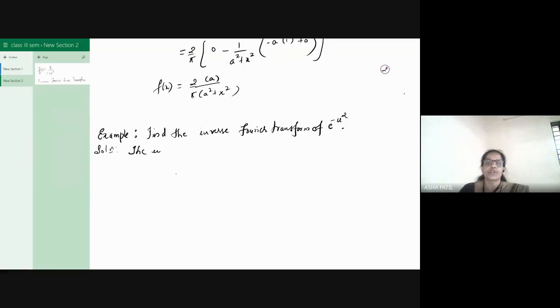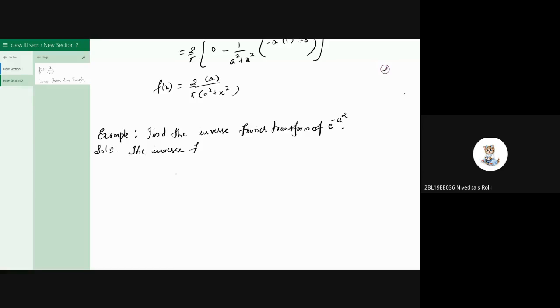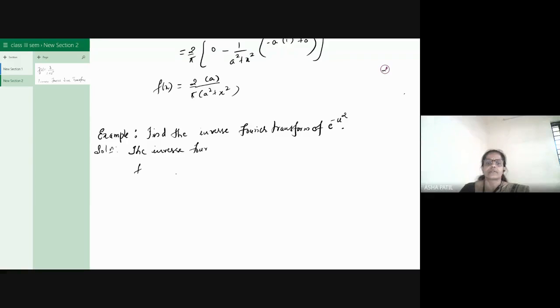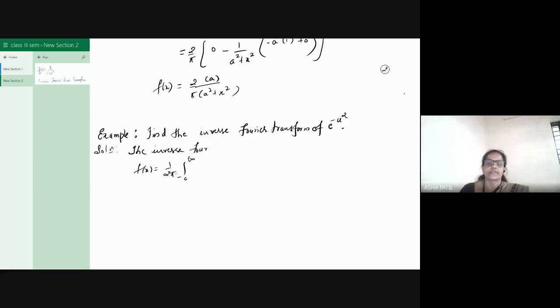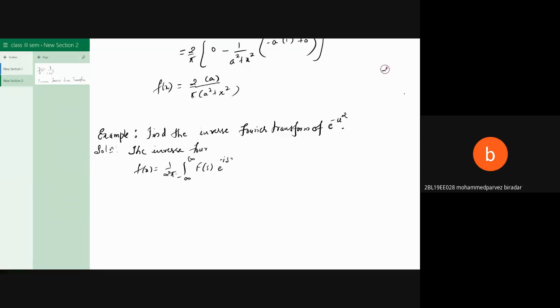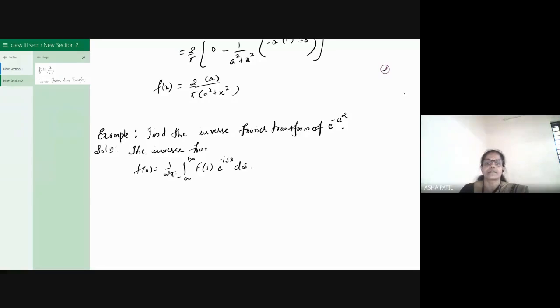The inverse Fourier transform is given by what formula? F of x equal to 1 by 2 pi integration from minus infinity to plus infinity. See the limits here, it is minus infinity to plus infinity, and what will you write? F of s into e raised to minus I x ds, right?